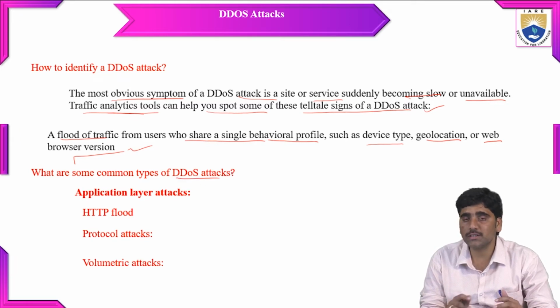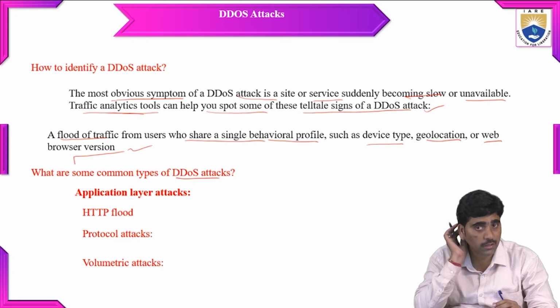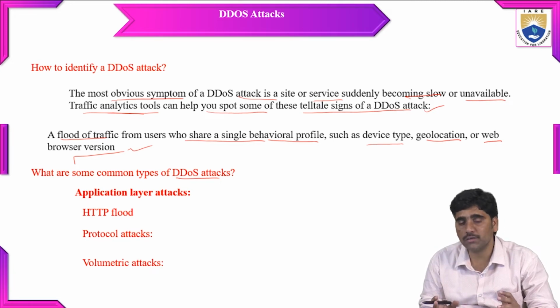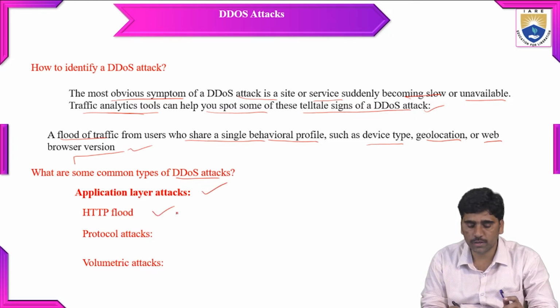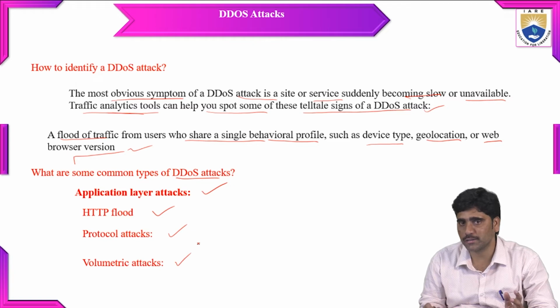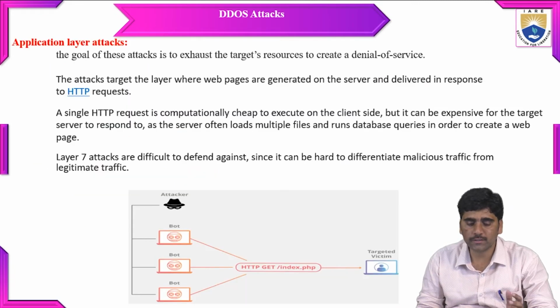So what are some common types of DDoS attacks? We have seen so far how a DDoS attack works and how to identify it, but there are some types of DDoS attacks: application layer attacks, HTTP flood attacks, protocol attacks, and volumetric attacks. First, the application layer attacks. How do the attacks happen in the application layer?